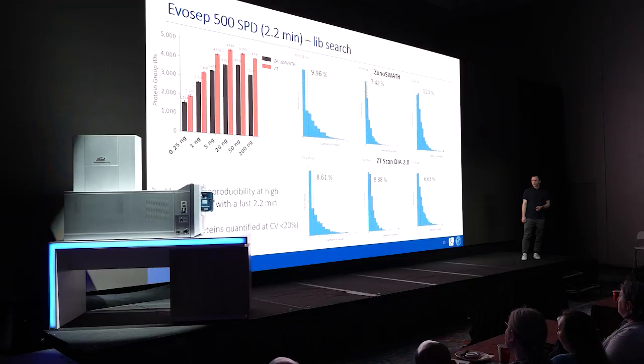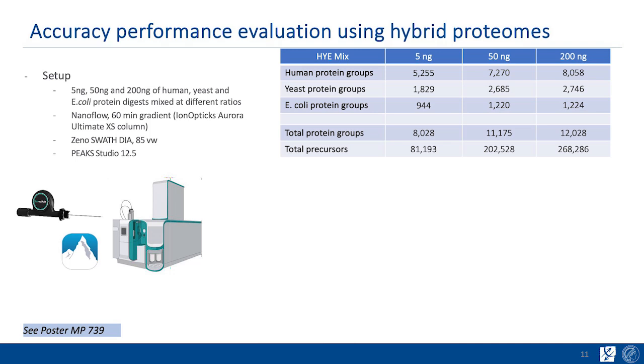And concluding, I can say about this that even at super high throughputs and fast 2.2 minute gradients, you can quantify most proteins with a CV below 20%, so usually more than 85%, making this a good option for all of the high throughput applications we have planned in the future.